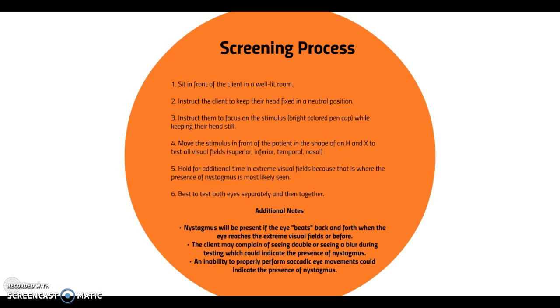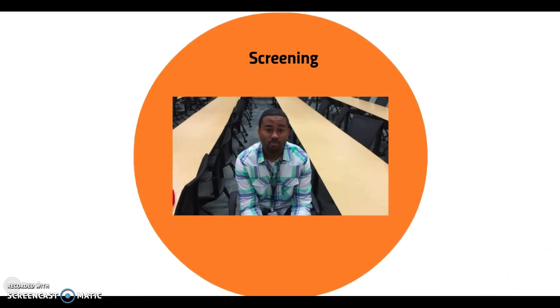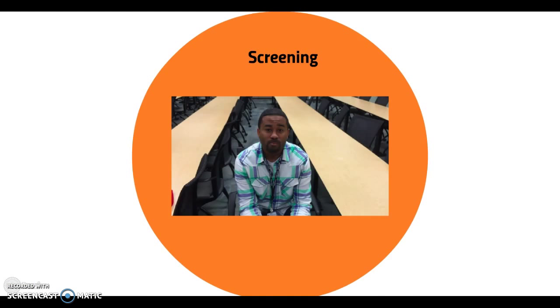Nystagmus will be present if the eye beats back and forth when the eye reaches those extreme visual fields or before. The client may complain of seeing double vision or seeing a blur during testing, which could indicate the presence of nystagmus. Also, an inability to properly perform saccadic eye movements could indicate the presence of nystagmus as well. So what we have next is a video on how to screen for nystagmus.